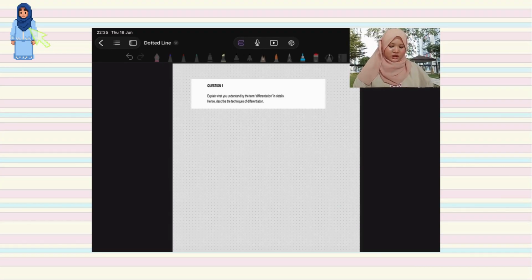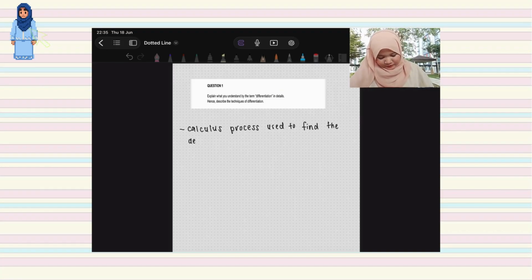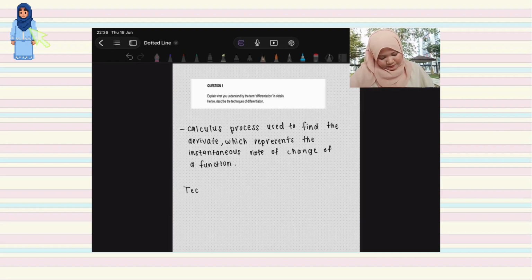So now I want to discuss question 1. What I understand by the term differentiation is that differentiation is a calculus process used to find the derivative, which represents the instantaneous rate of change of a function. Differentiation has 5 techniques. First one is constant. So y equals 8.